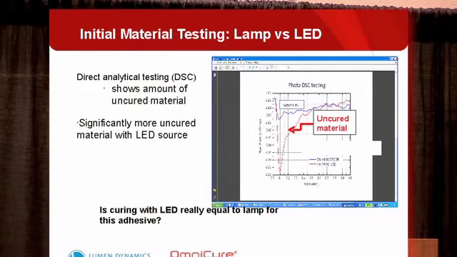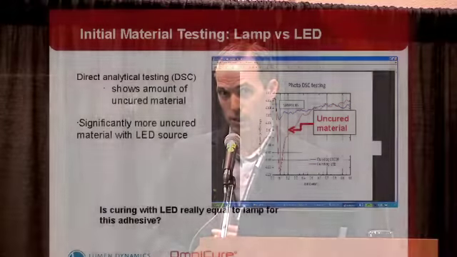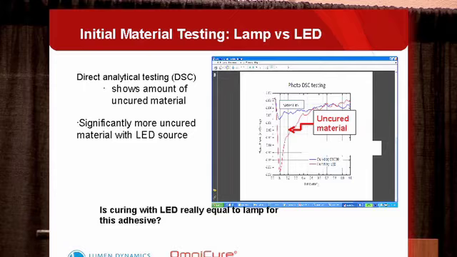However, when we took those same samples and did a more direct analytical test with them, in this case a DSC system, we could actually show the amount of uncured material within those samples. What we found is this line here, the blue line, shows the sample that was cured by the lamp-based system, versus the red line, which was the sample cured by the LED. So, in fact, although both samples achieved the same micro hardness level, there was significantly more uncured material within the adhesive that was cured by the LED. So based on this further testing, you would have to say that no, these adhesives were not cured equally well with both lamp and LED.